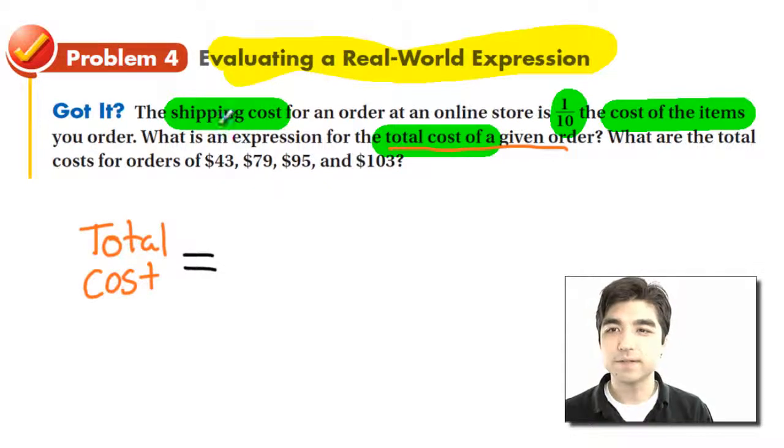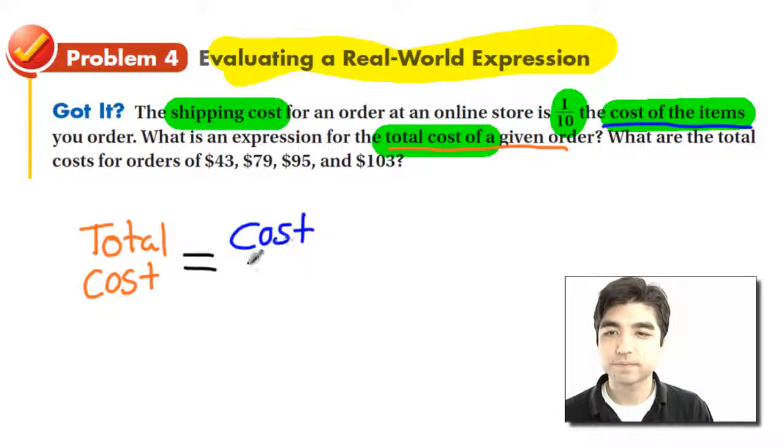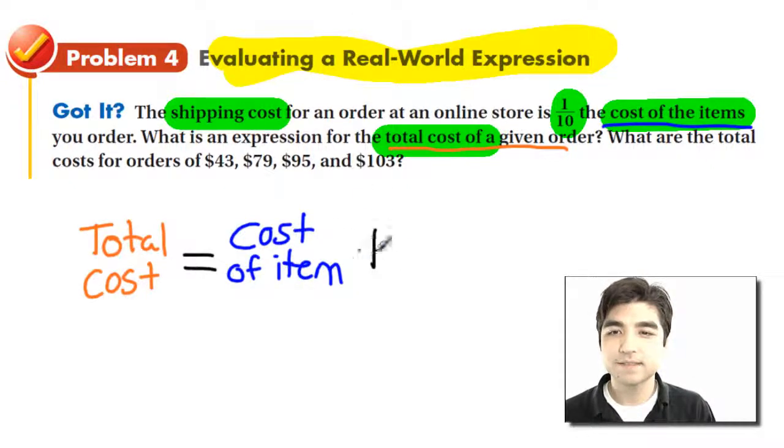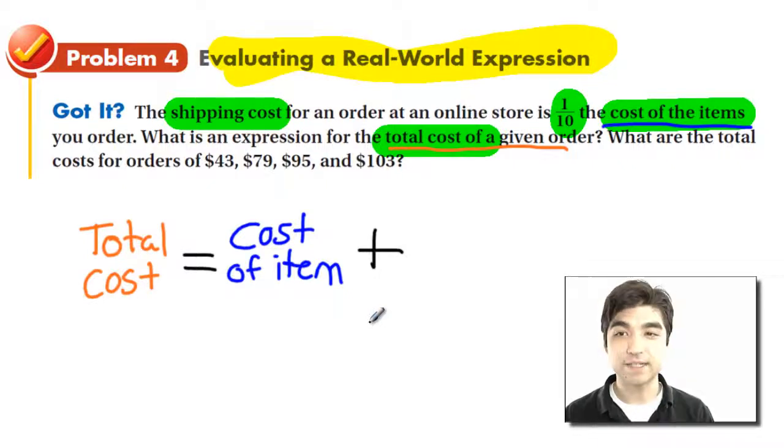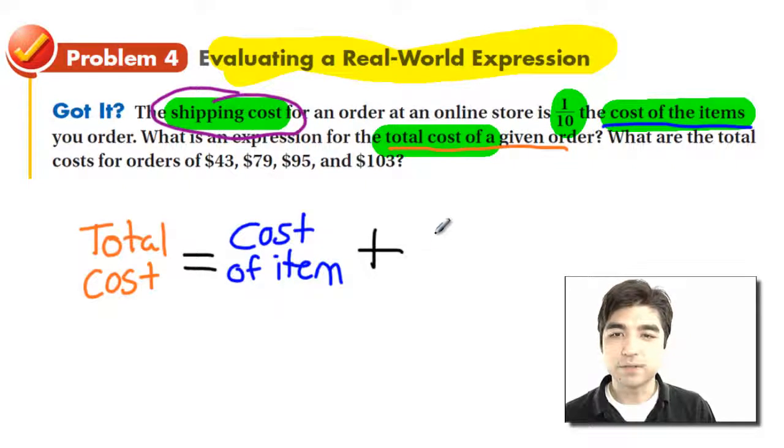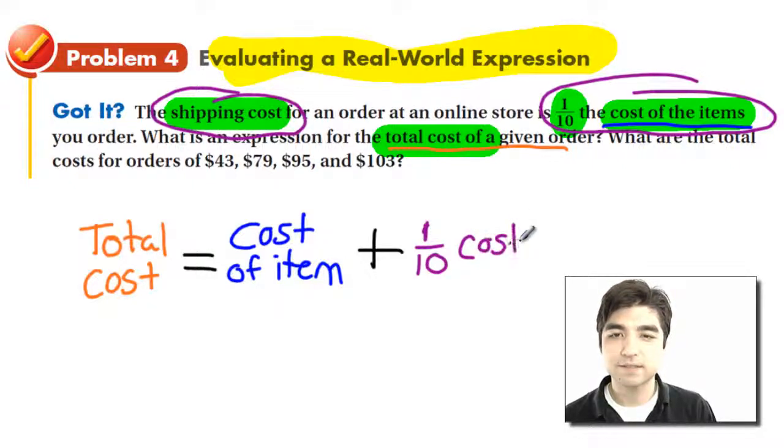Well, it's made up of the cost of the item plus what else? We're not just paying for the item, we're also paying a shipping cost, right? So shipping cost, which equals 1/10 of the cost of the item. So equals 1/10 cost of item.